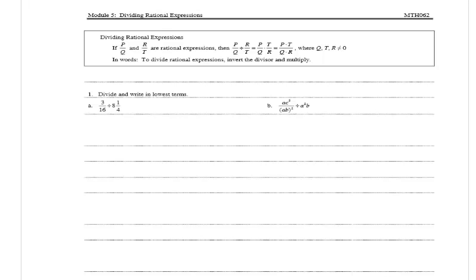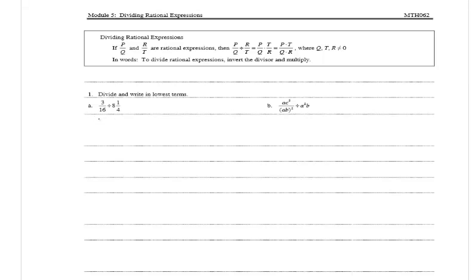And it says, in other words, to divide rational expressions, invert the divisor and multiply. So here, r divided by t is our divisor, and then we inverted it and we multiplied. So we have times t divided by r.